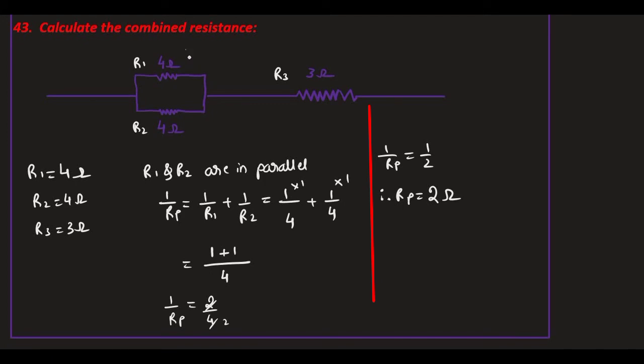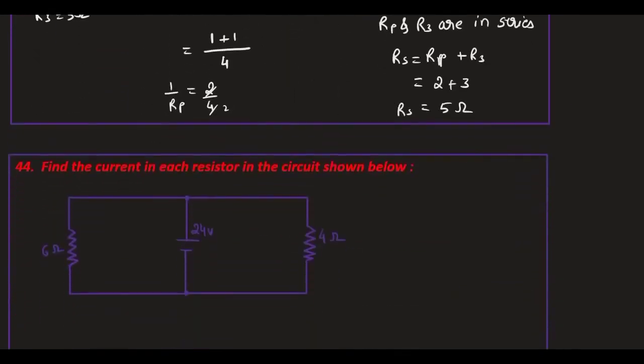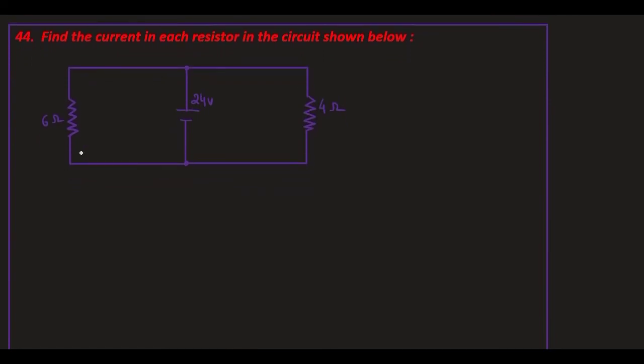Now this parallel connection is connected with R3 in series. Rp and R3 are connected in series. Therefore, I am using the formula for the series connection, effective resistance in series: Rs is equal to Rp plus R3. Rp is 2 ohm and R3 is 3 ohm. Therefore, 5 ohm is the combined resistance for the given circuit diagram. This is the answer for the question. Let us move on to the next question.